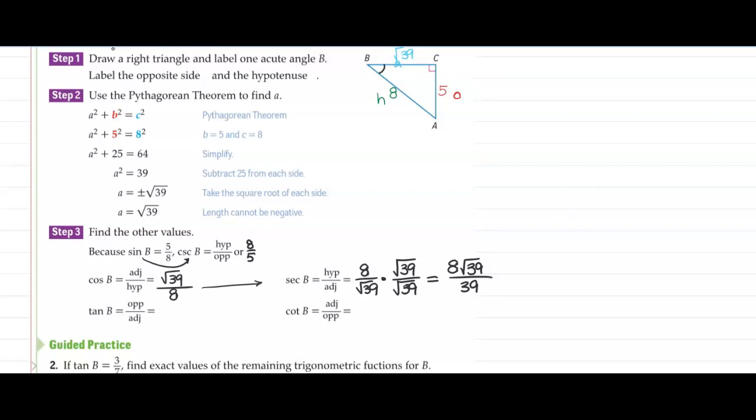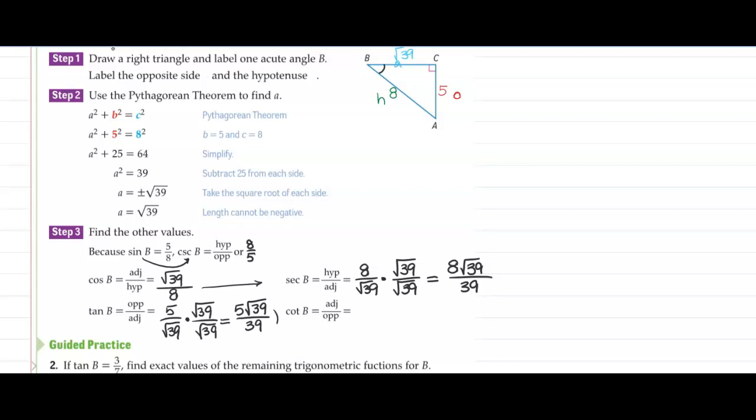The tangent is going to be the opposite over the adjacent, TOA, 5 over radical 39. We need to rationalize that again by multiplying by radical 39 over radical 39. We get 5 radical 39 over 39.